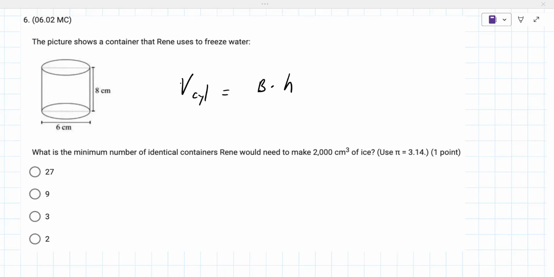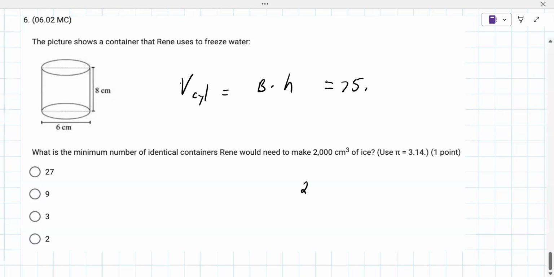All right, so 6 meters, 2.1, point zero times 75.36.